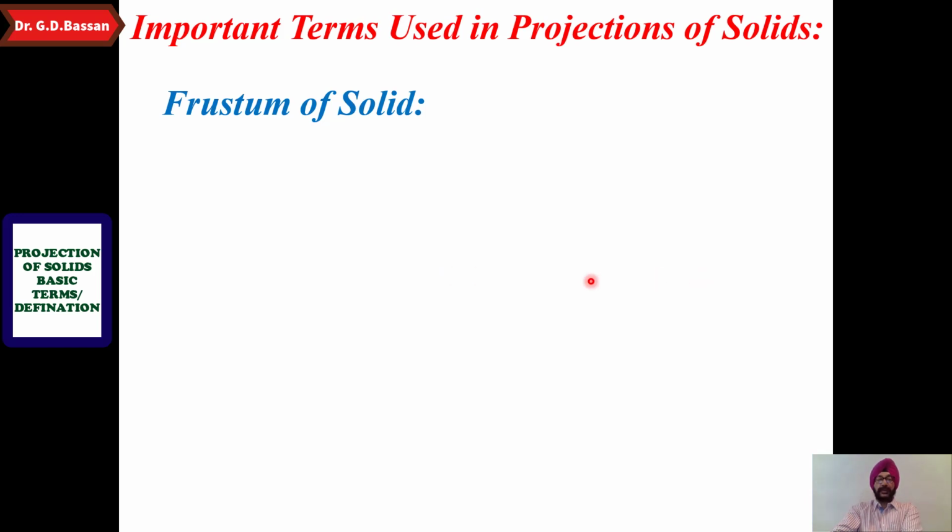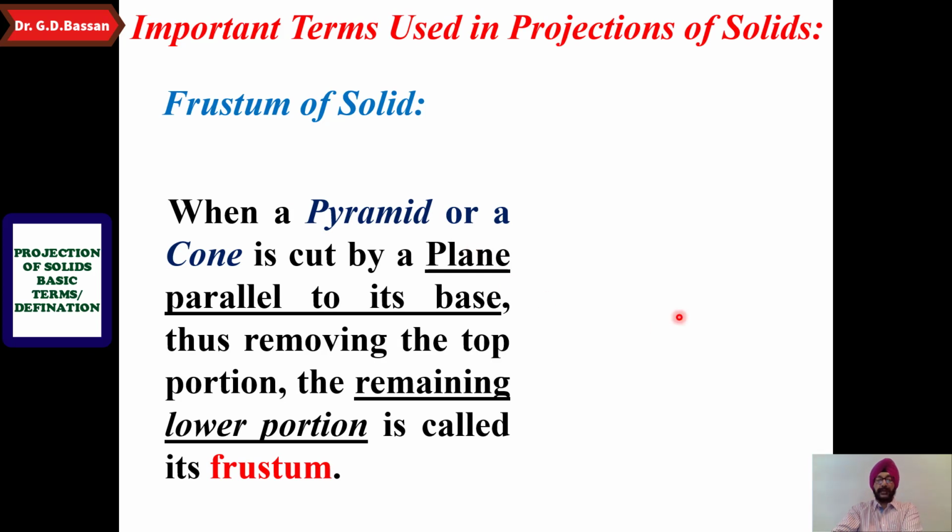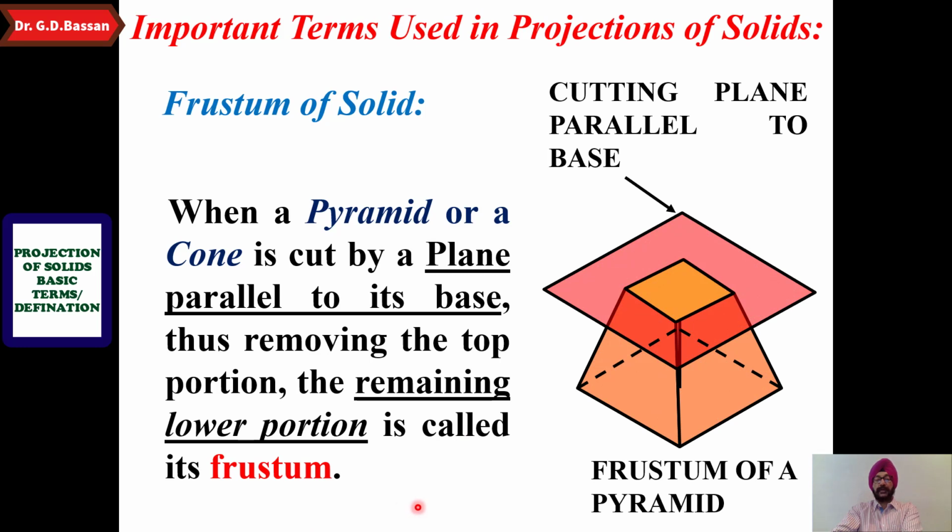Now what do we mean by a frustum? When you cut the solid parallel to its base, then whatever figure you get is known as a frustum. So when a pyramid or cone is cut by a plane parallel to its base and we remove the top portion, the remaining lower portion is called the frustum of a solid. So here this is a cutting plane. This is a square pyramid, and when the square pyramid is cut by a plane which is parallel to the base, and we remove the top portion, the remaining portion is considered the frustum of a pyramid.